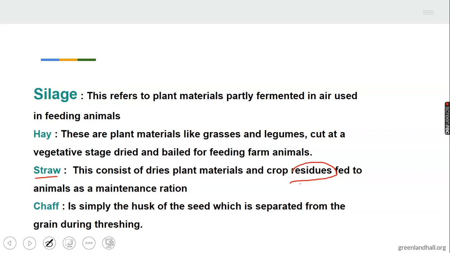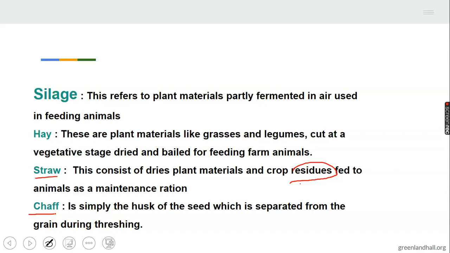We have chaff. Chaff is simply the husk of the seed, which is separated from the main grain. They are separated from the grain. Take, for example, the husk of rice, that of beans, and melon. Different grains have husks. They are mainly separated from the grain.